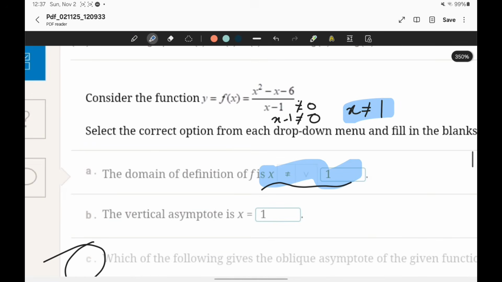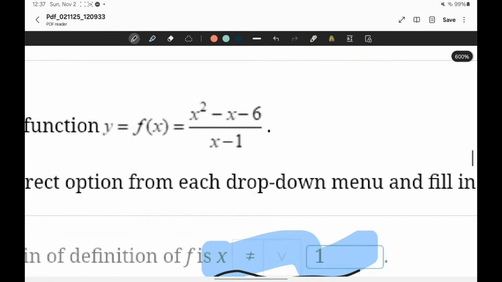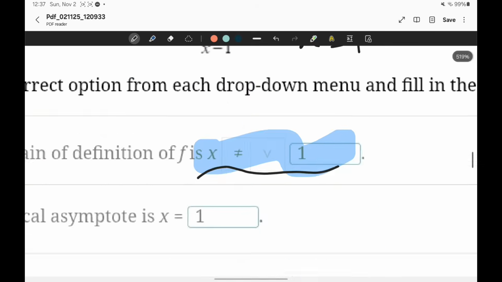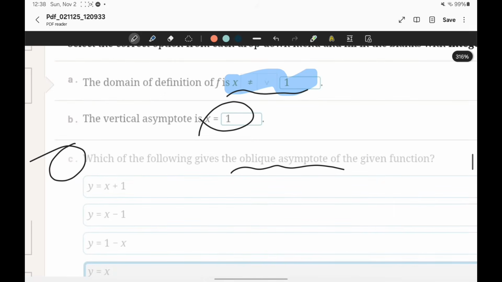Part B, the vertical asymptote. Vertical asymptote, you just equate the denominator to 0. So x minus 1 equals 0, so x equals 1. And that's your answer. Part C, they want the oblique asymptote.